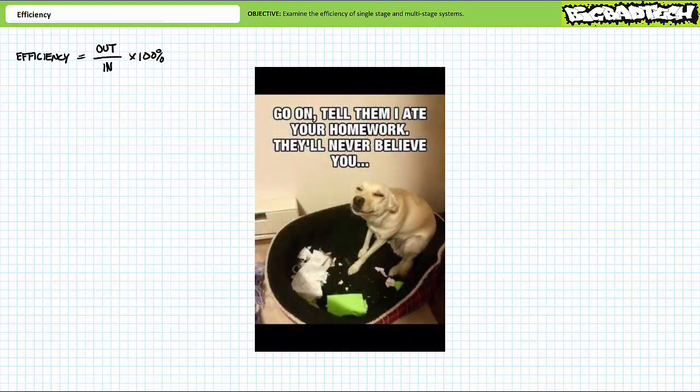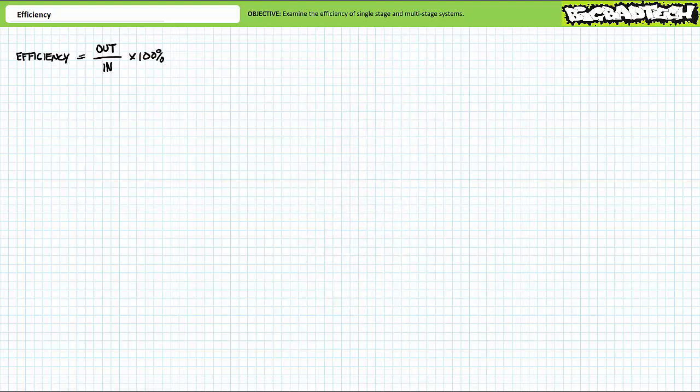In the real world, things are hot and noisy, dogs vomit on your homework, and sometimes your lazy lab partner doesn't know what they're doing. The point is, losses will always occur. Due to the inevitable nature of losses, output can never be greater than input.